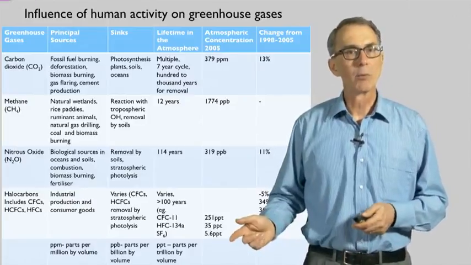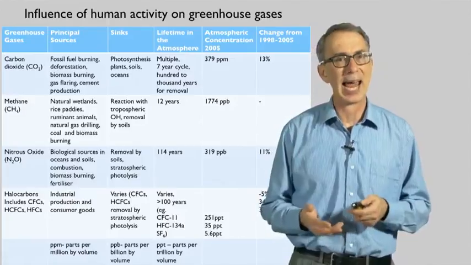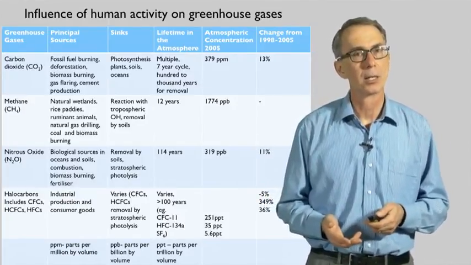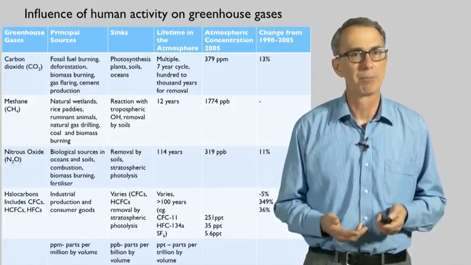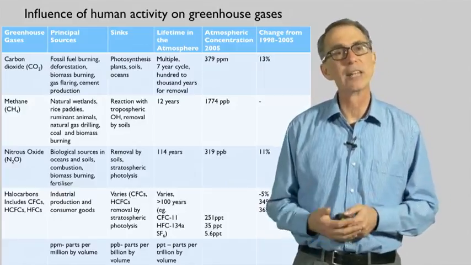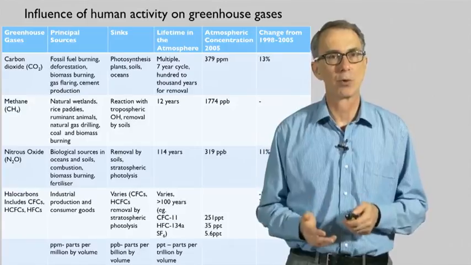We can now look at actually what's causing these increases. What are the human activities that are leading to increases in the greenhouse gases? And how are these greenhouse gases removed from the climate system? Well, let's consider a very short-lived greenhouse gas, not even in this table, and that's water vapour. Yes, it's the most important greenhouse gas.